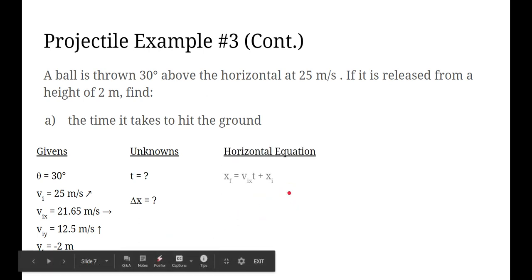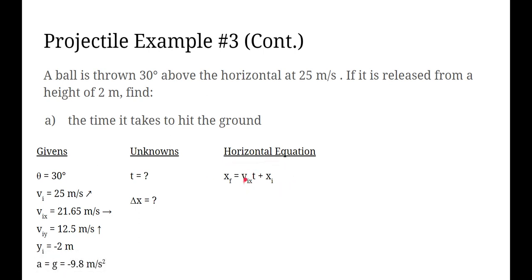So for our horizontal equation, we've got a constant velocity equation that only relies on the initial velocity in the x direction. And for the vertical equation, we have an equation that takes into account acceleration due to gravity and the initial velocity in the y direction.